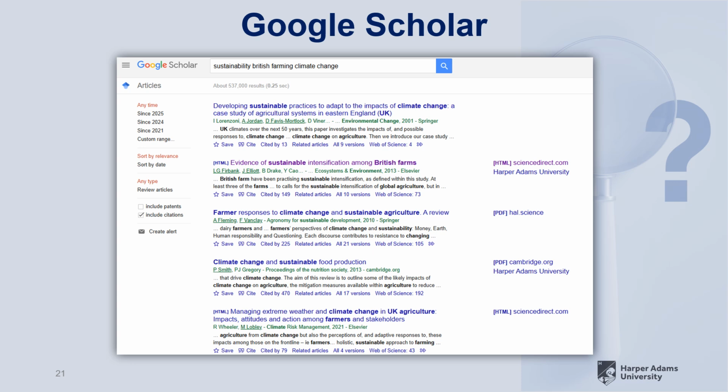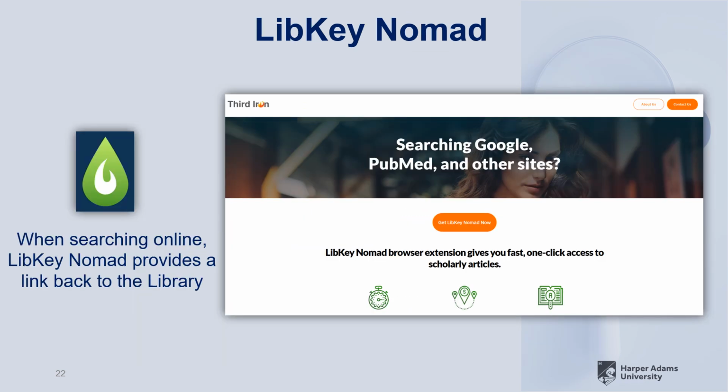In this instance, you can receive notifications that an item is available through Holly by installing a browser extension. LibKey Nomad is a browser extension that you can download for free from Third Iron. Simply search for LibKey Nomad from your browser. Once installed, LibKey Nomad operates in the background, notifying you when a resource that you are looking at is available through Harper Adams Library. Simply click on the link to be redirected to the resource in question.